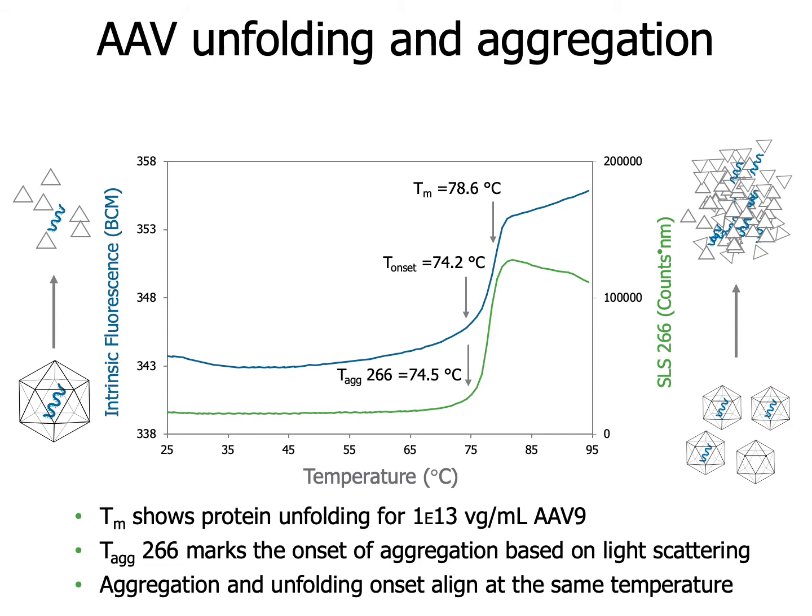We can also see the aggregation here in the SLS data in green, which tells us where aggregation starts with the T-ag. So in this case, you'll actually see that the T-ag indicates aggregation simultaneously with the onset of unfolding behavior. This is something that we've seen consistently across a lot of different serotypes, but the temperature at which this occurs varies both based on serotype and buffer.